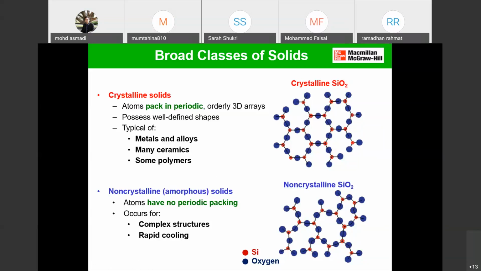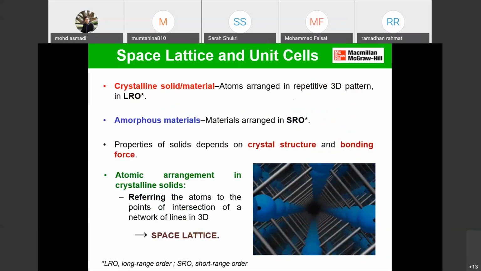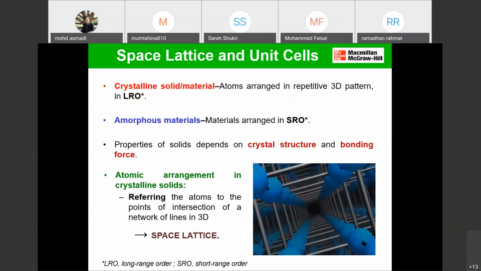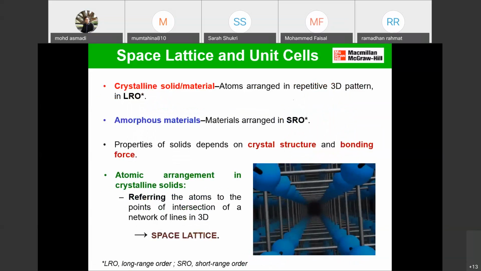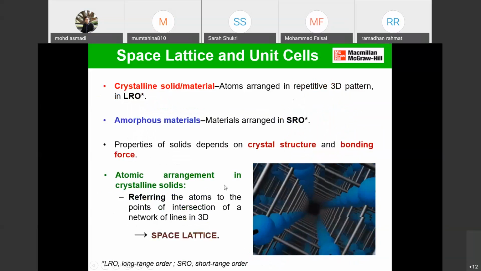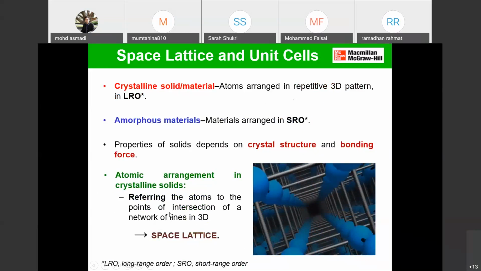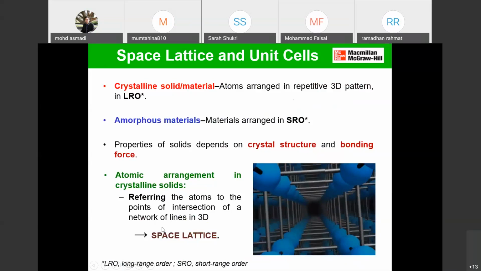The atomic arrangement in metals we can describe by referring the atoms to the points of intersection of a network of lines in three dimensions. If you look at here, this is the three dimensions. We call it a space lattice. This is the atomic arrangement in a crystalline solid, with atoms at the points of intersection of the network of lines in 3D. We call it a space lattice.